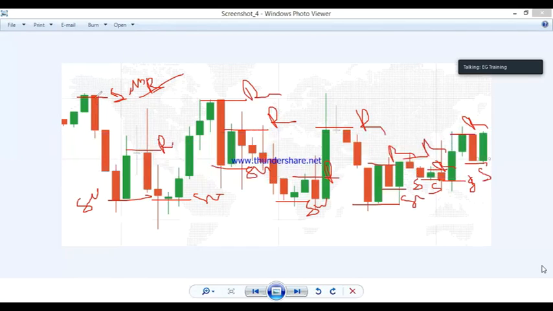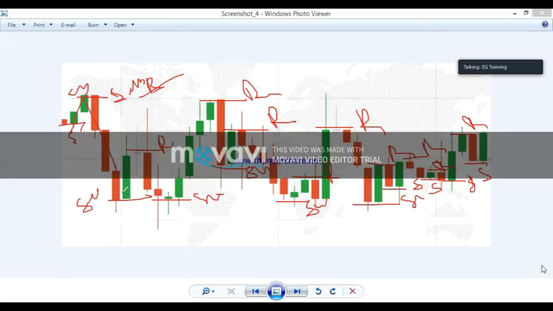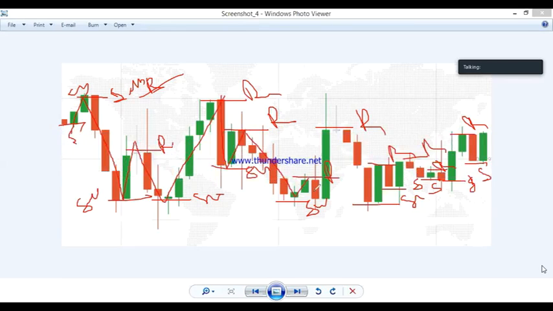The sellers entered from this level. We are seeing a seller's entry from this level. This is a support. The buyer's entry from this level. Again a seller's entry, again a buyer's entry, and so on, sellers, buyers, alternating.